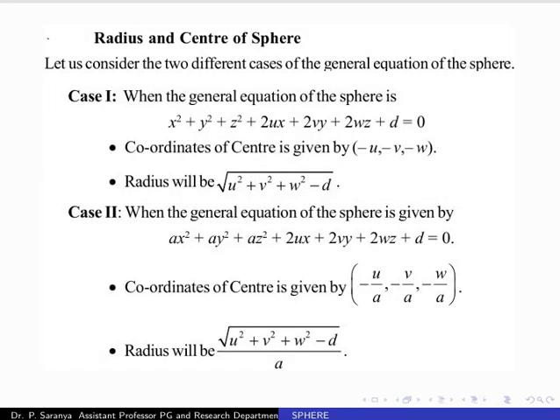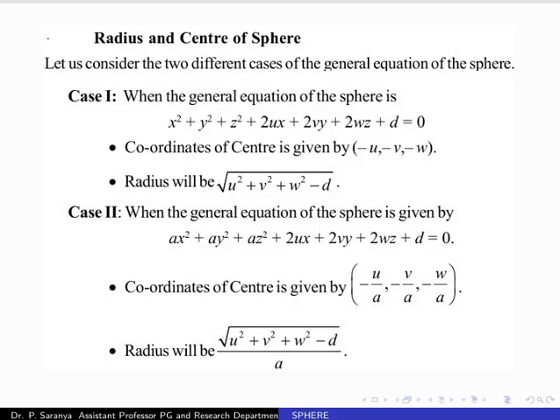Next, we see the radius and center of the sphere. Let us consider the two different cases of the general equation of a sphere. First one, when the general equation of the sphere is x square plus y square plus z square plus 2ux plus 2vy plus 2wz plus d equal to 0, the coordinates of center is given by (minus u, minus v, minus w), and the radius will be square root of u square plus v square plus w square minus d.